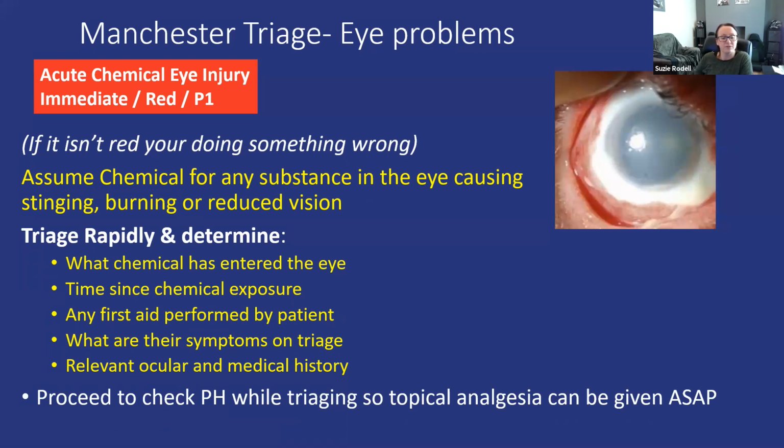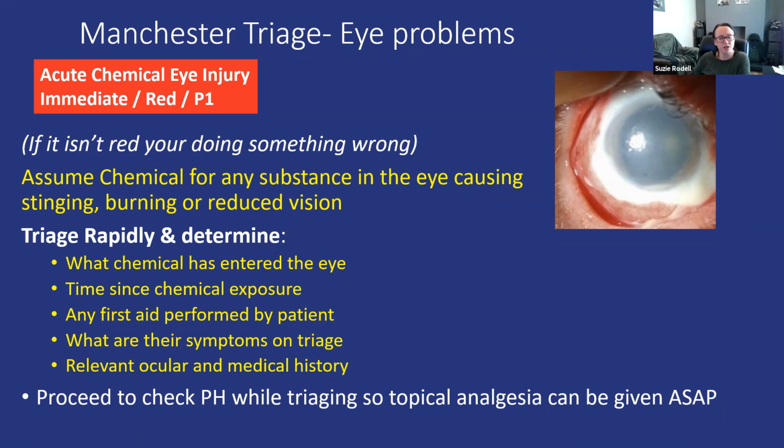I've actually read evidence recently, and in practice in the past, I have put tetracaine in, or the triage nurses have put tetracaine in because of the pain when the patient presents. Evidence suggests that it's best to check the pH before giving the tetracaine, as it can slightly alter the pH.